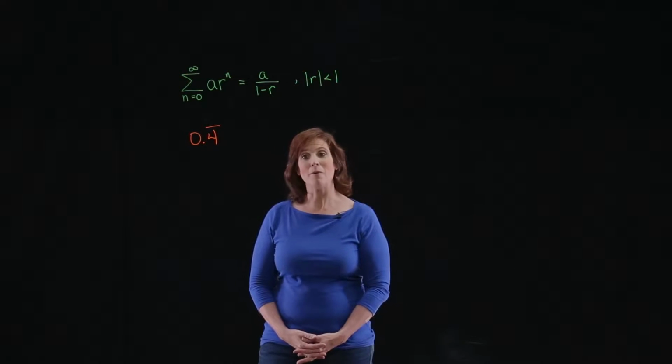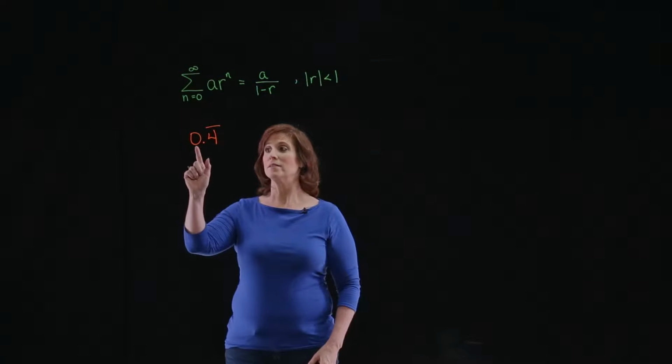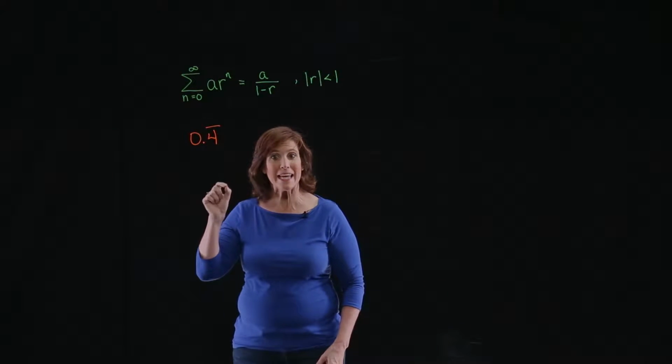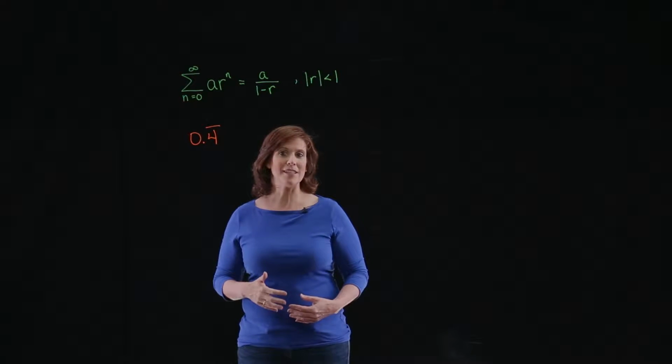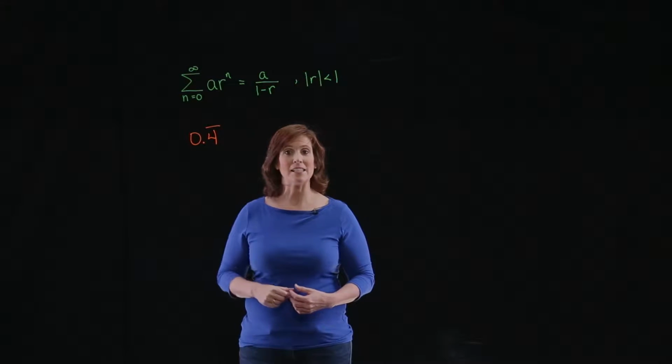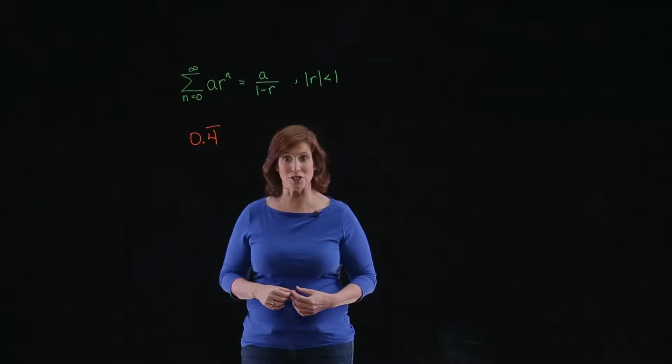Hi everyone, I'm Cheryl. In this problem, we're going to write the number 0.4, where 4 is repeating, as a geometric series. And then we're going to use that series to write my decimal as a ratio of two integers.